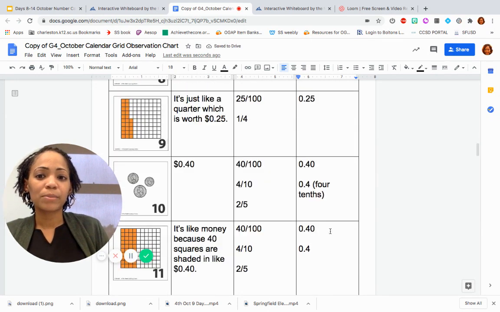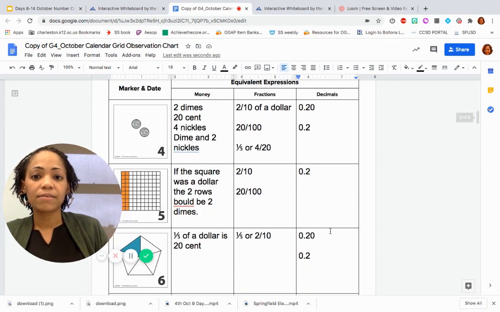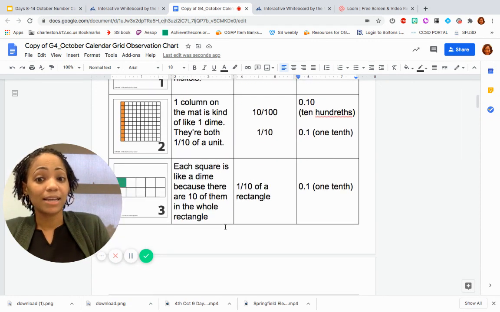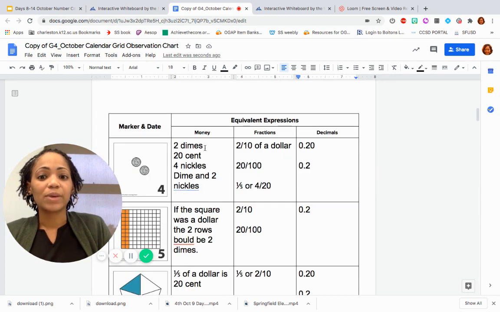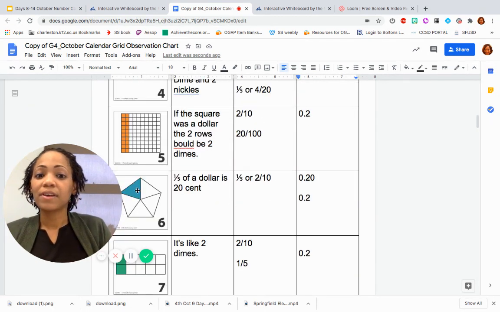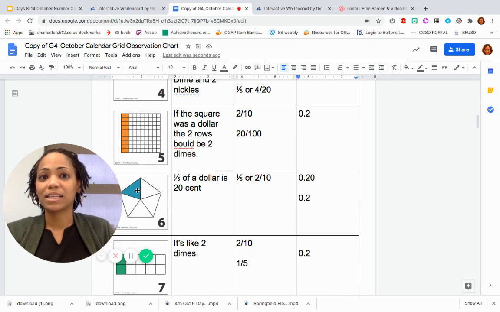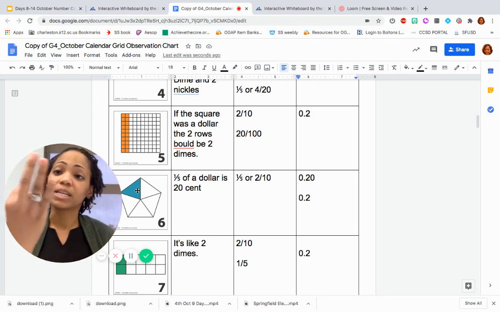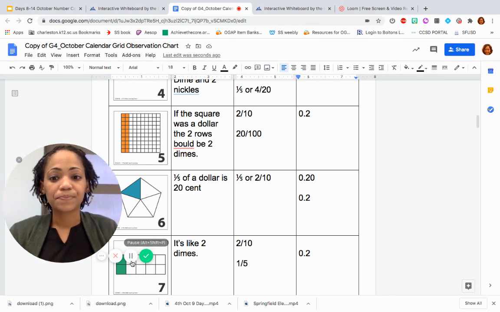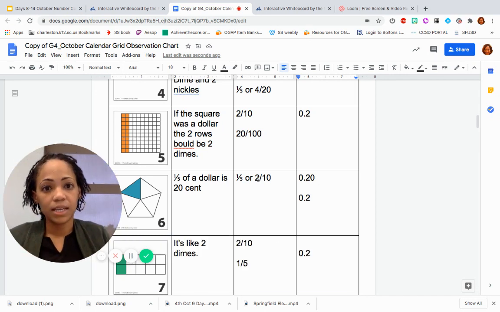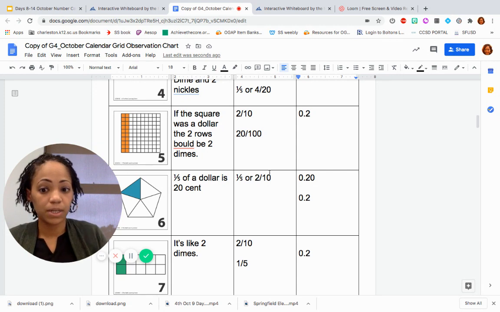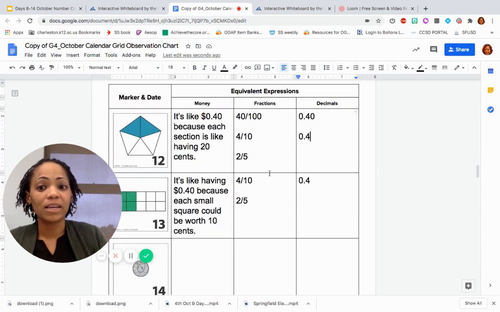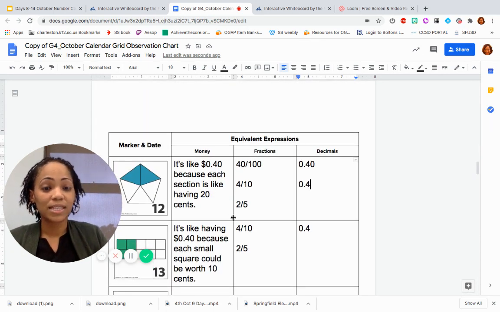So it seems like we have a little bit of a pattern going on. We have 10 cent and then 10 and then a tenth, which is like 10 cents because it's like having 1 dime. Then we have 20 cent, then 20, and then a fifth, which is kind of like having 20 cents because if I were to take $1 and share it between 5 people, each person would get 20 cents. 20, 40, 60, 80, 100, which is $1. So 10, 10, 10, 20, 20, 20. And then we had 25, 25, 25. Now we have 40, 40, 40. So I wonder what's going to come next.